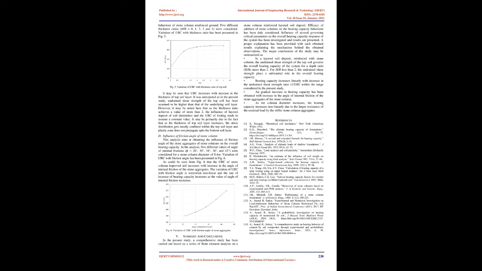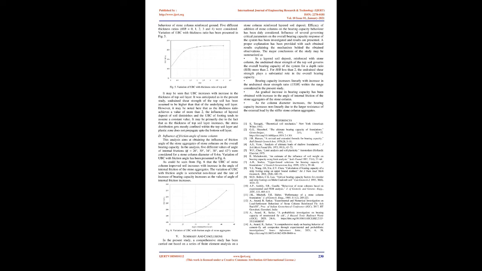C. Influence of thickness ratio of topsoil, H/B. Thickness of top layer of soil was varied to understand the influence of thickness of topsoil layer on the overall bearing behavior of stone column reinforced ground. 5 different thickness ratios, H/B equals 0, 1, 2, 3, and 4, were considered. Variation of UBC with thickness ratio has been presented in Fig. 5. It may be seen that UBC increases with increase in the thickness of topsoil layer.